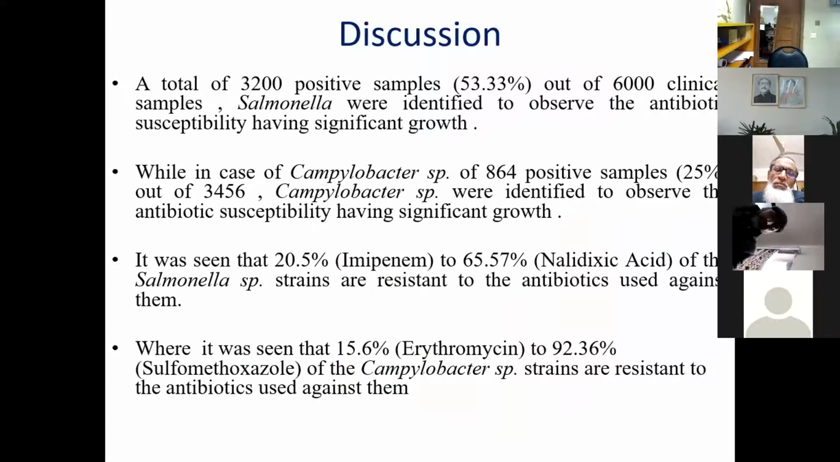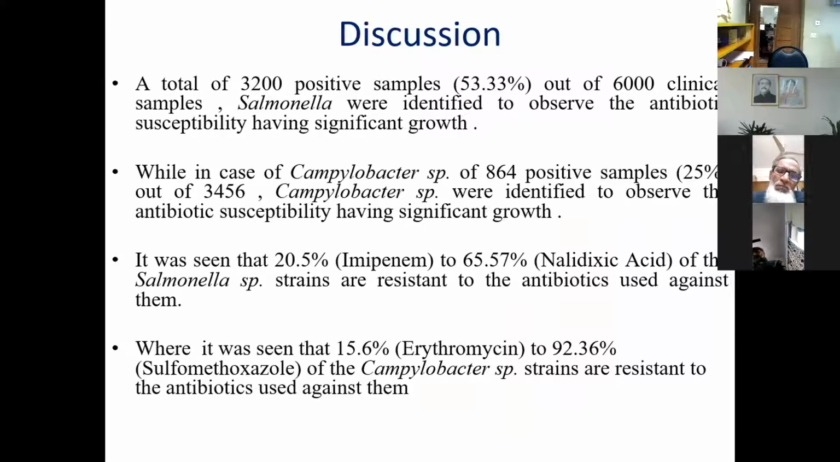A total of 8,100 positive samples, 53.33% out of 600 clinical samples, for Salmonella were observed here. While in the case of Campylobacter species, 864 positive samples were tested here, and it was seen that from 20.5% for Imipenem to 65.57% for nalidixic acid, Salmonella species are resistant to the antibiotics used against them. While it was seen that from 15.6% for erythromycin to 92.36% for sulfamethoxazole, the Campylobacter species strains are resistant against the antibiotics used against them.